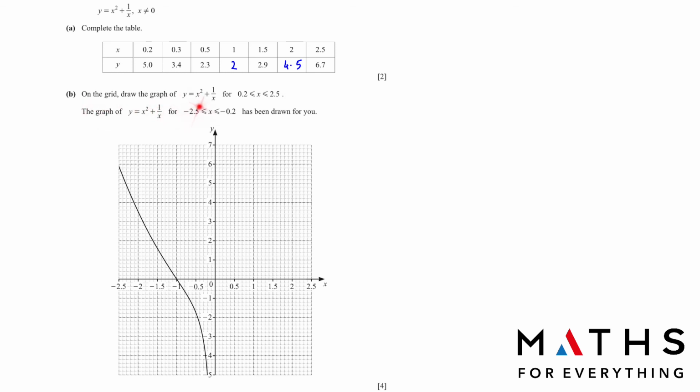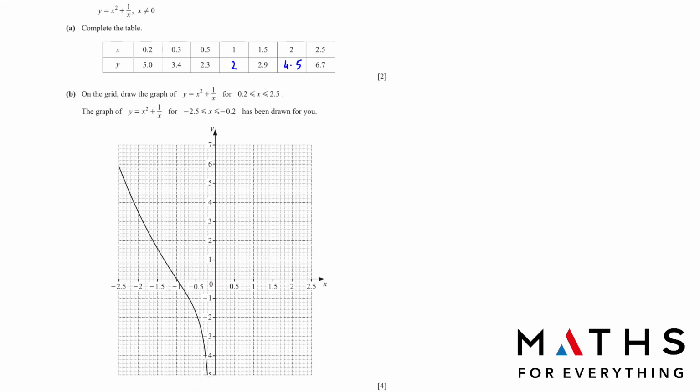On the grid, draw the graph of y is equal to x squared plus 1 over x, for the limit 0.2 till 2.5. So these are the ones that we have to plot. The negative points have already been drawn for us. So when x is 0.2, y is 5. You know that these are our x values and these are the corresponding y values.